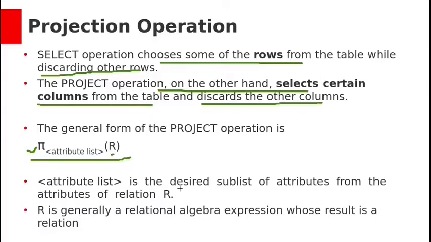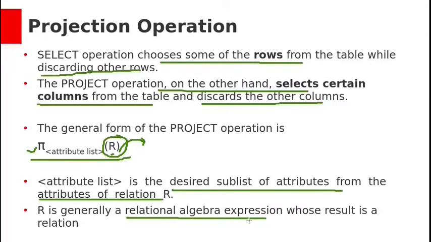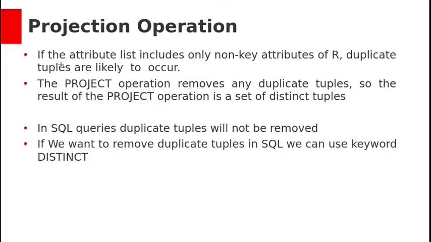Here attribute list is the desired subset of attributes from the list of attributes of R. Here also this R can be a single relation or it can be a relational algebra expression. The result of this relational algebra expression can be again relation. If attribute list contains non-key attributes of relation R, there might be chance of duplicates in result. This project operation removes duplicate tuples, if any, in the result.